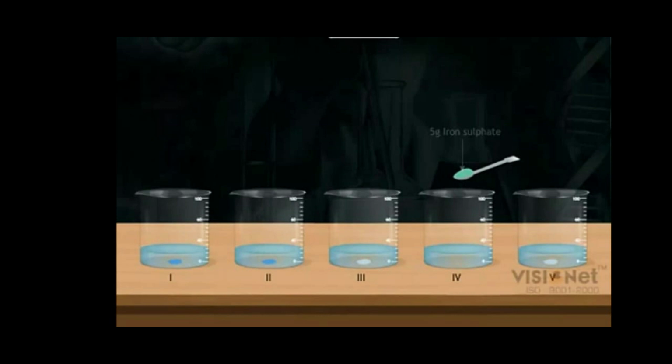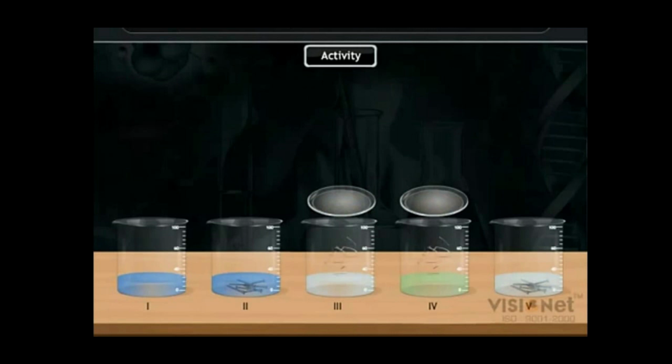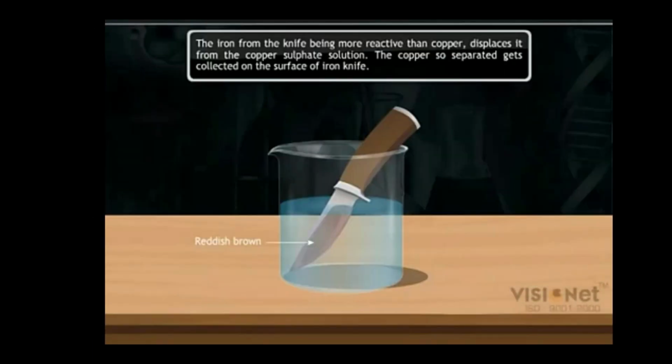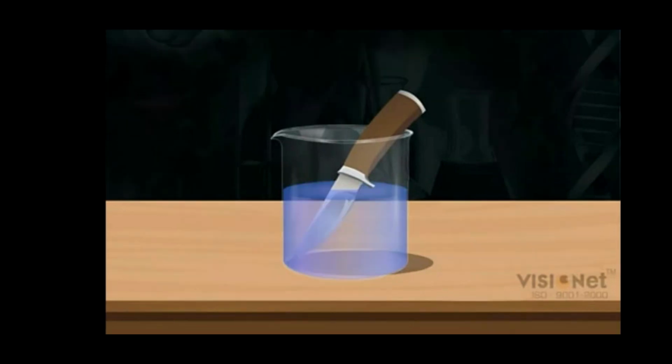In beaker A, copper sulfate is mixed with zinc granules. Copper sulfate is blue in color. You can see a blue colored solution in A. In that, add a few pieces of zinc granules. In beaker A, copper is less reactive than zinc. So therefore, zinc displaces copper from copper sulfate. That is, CuSO4 plus zinc produces ZnSO4 plus Cu. That means copper is precipitated on the zinc.